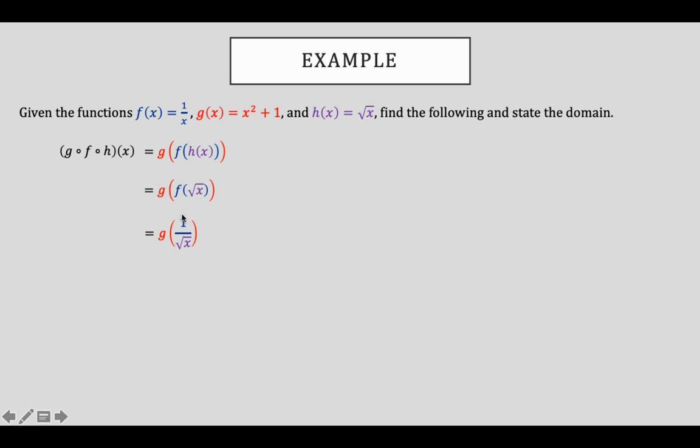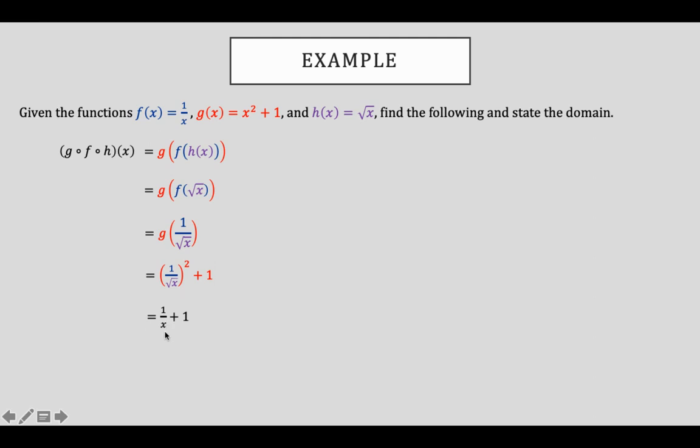That gives me g of 1 divided by root x. And to evaluate g of 1 divided by root x, I'm going to replace every single x in my function g of x with a 1 over root x. That gives me 1 over root x squared plus 1. Squaring this fraction, notice that I can square the numerator and square the denominator. Squaring the numerator is going to give me 1, and squaring the square root of x is going to give me x.